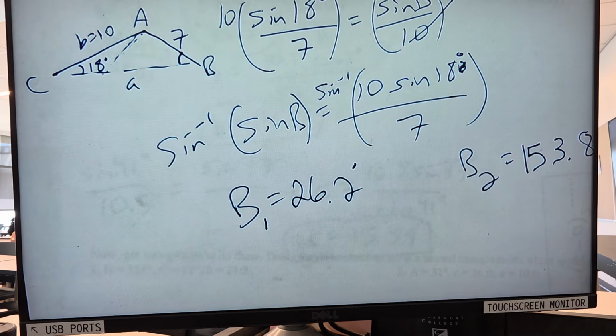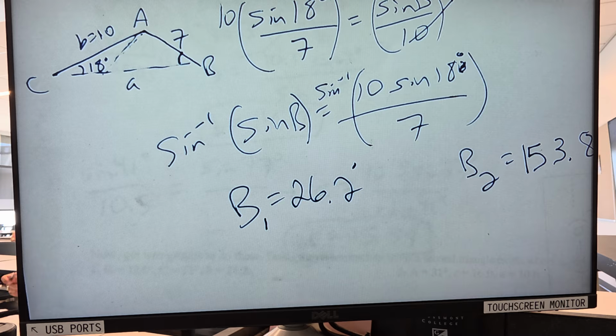For example, if we had gotten 170 here, what's 170 plus 18? 188. Could that happen? No. 153 plus 18 is what? 171. Does that leave room for a third angle? Yeah. In fact, I know the third angle would be 9 degrees in that case. You guys follow? Okay.